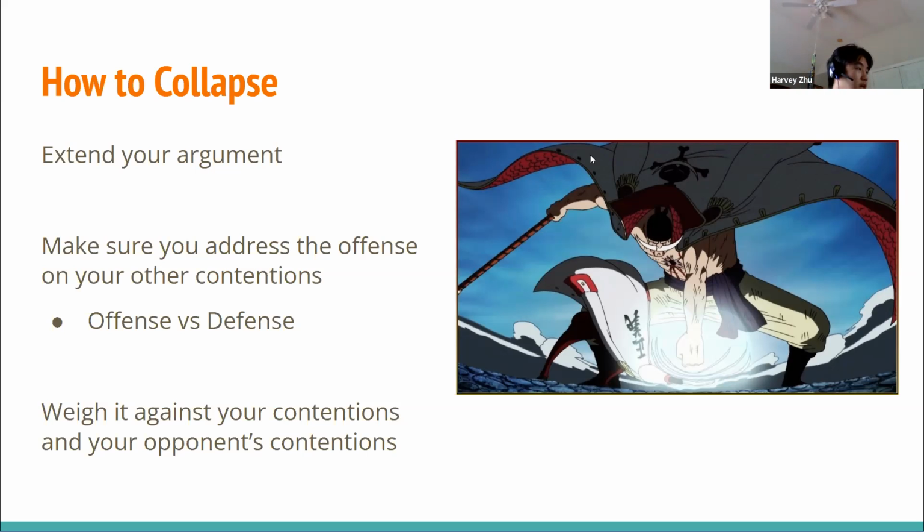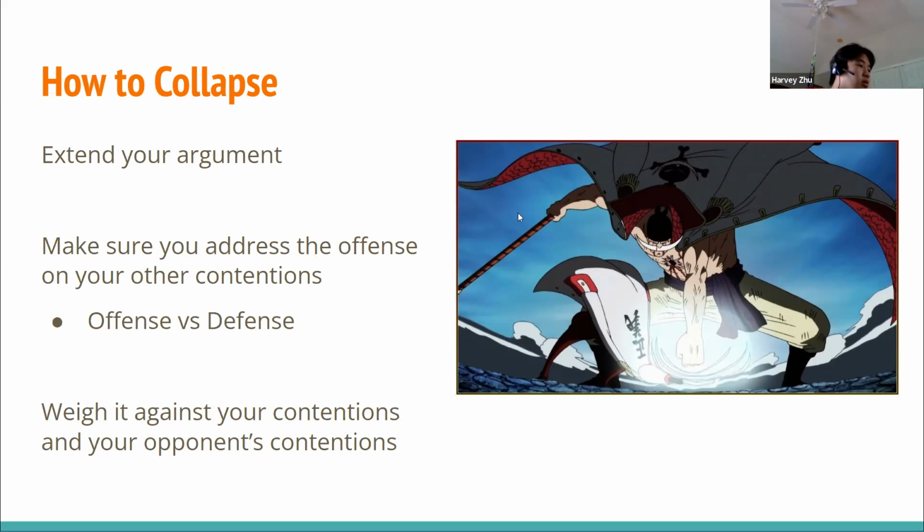So overall, the second thing you have to do when you're collapsing is address the offense on your other contentions. Only by addressing the offense on other contentions can you drop it. So if anything's a defense argument, you can basically just concede it. It really does not matter in this debate. The only thing that matters is basically the argument that you're going for.